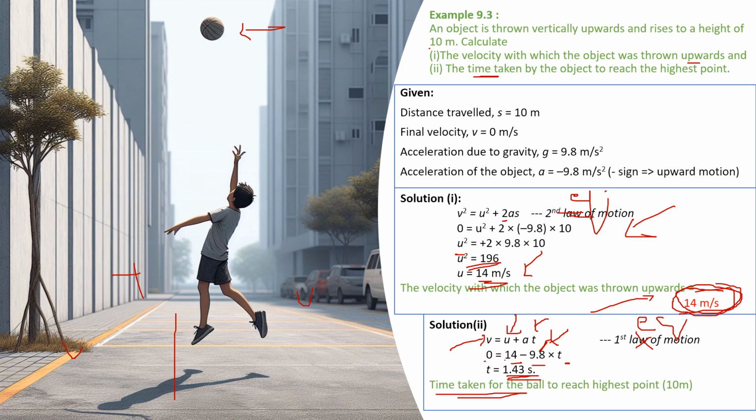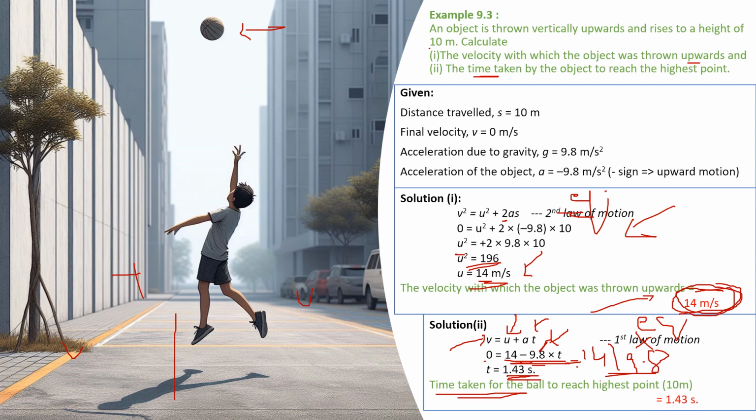You should be able to do the divisions and manipulations; I'm not covering it here. So 9.8t comes to the left. So 14 divided by 9.8. Okay, 14 divided by 9.8 is 1.43 seconds.